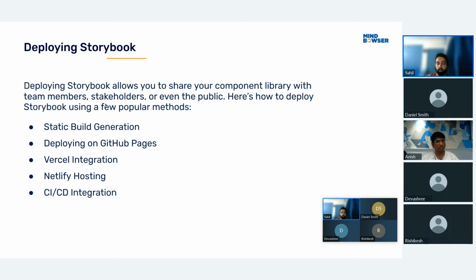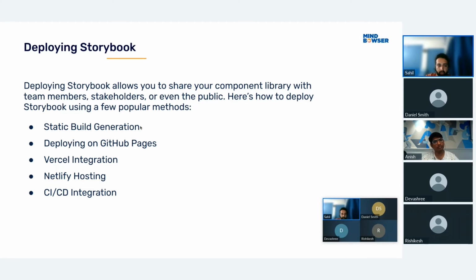The third one is Vercel integration. Vercel offers an easy and fast way of deploying Storybook with some automatic performance optimizations as well. By connecting your repository to Vercel, you can deploy a Storybook within just a few clicks, making it accessible online with any custom domain or Vercel-provided URL you want.